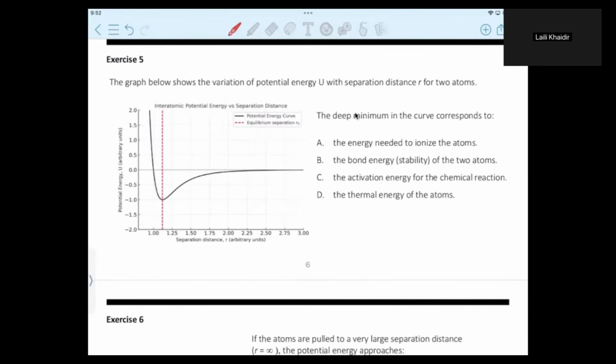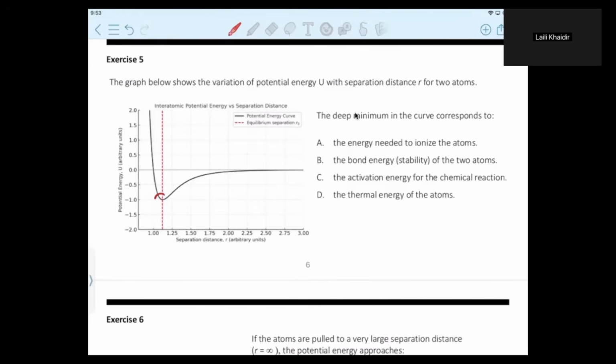The graph below shows the variations of potential energy with separation distance r for two atoms. So the question is asking us to check what the minimum in the curve actually corresponds to.